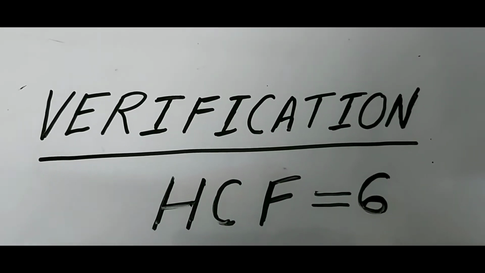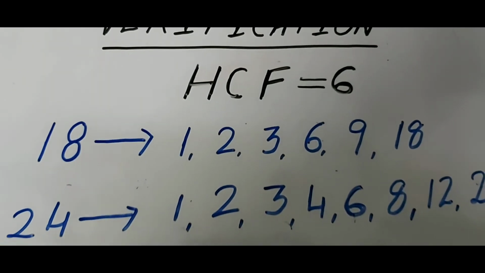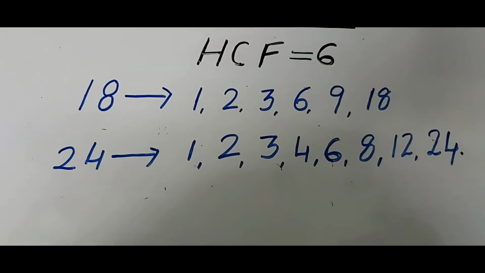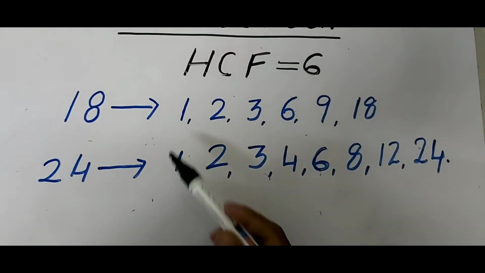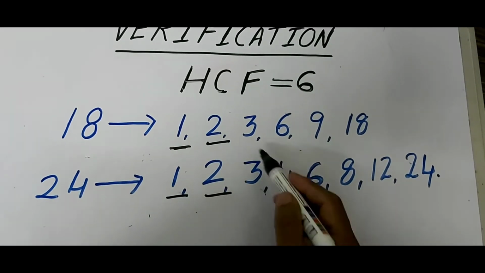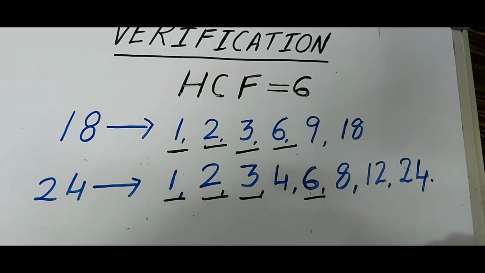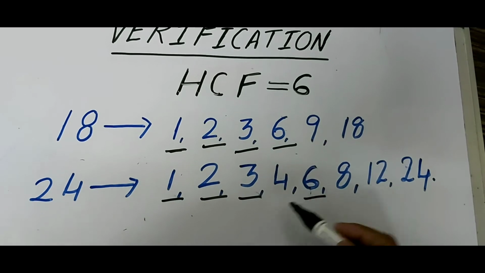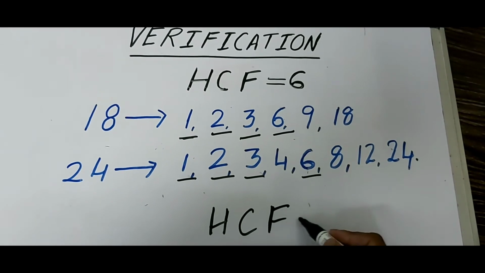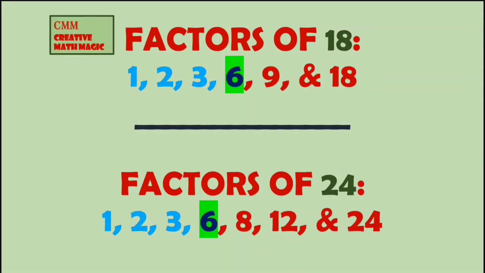Verification of HCF. We got HCF as 6. Let us write the factors of 18 and 24. Now let us identify the common factors. 1 is common factor as well as 2, 3 and 6. The highest common factor is 6. So HCF is equal to 6. 6 is the highest common factor.